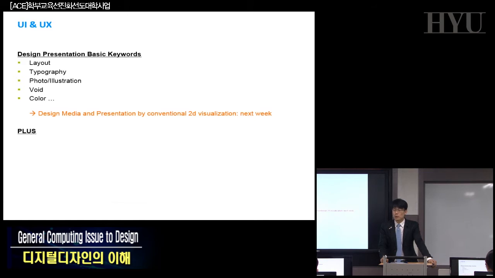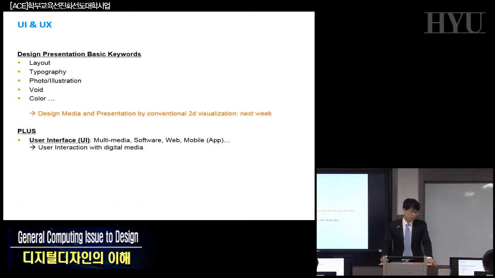Because we are dealing with computers, what kind of features do we need to take care of? The first one is UI, user interface. You may know the terms multimedia, software, web, mobile environment, and mobile apps, something like that. They are about user interaction between you and your computers. I told you your smartphone is also another type of computer. So using your smartphone is another interaction with computers.